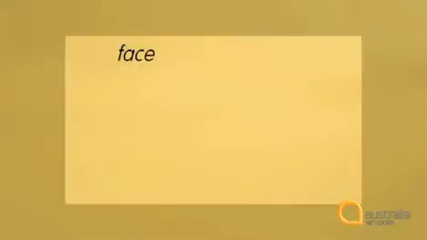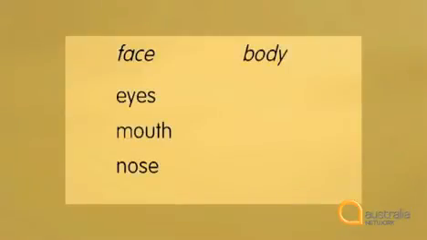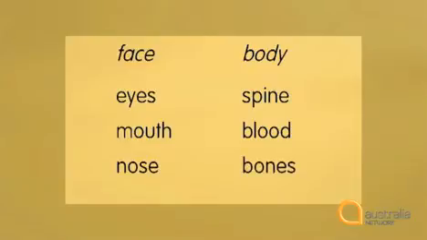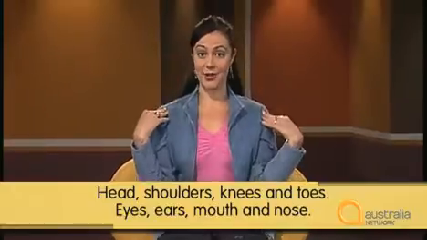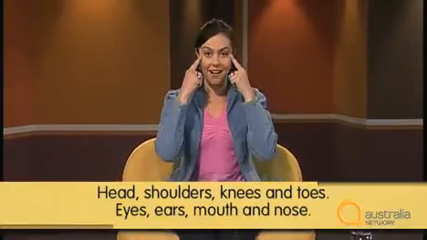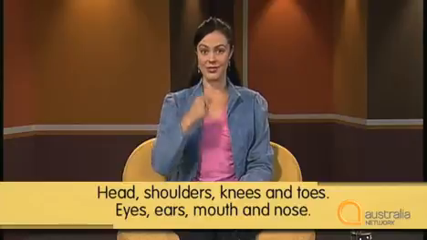For example, you could begin with the face and remember all the words that relate to the face: eyes, mouth, nose. Then you could work on the body and all the words that go with it: spine, blood, bones. And then you can do this for the head, the legs, the arms. Rhymes can also be helpful when you're trying to remember new words. A rhyme that Australian children learn in school is head and shoulders, knees and toes, eyes, ears, mouth and nose.